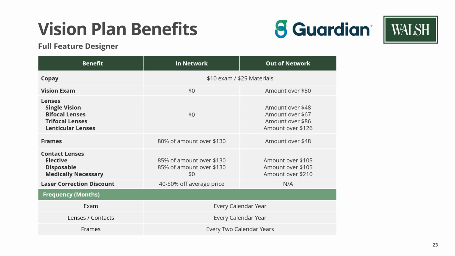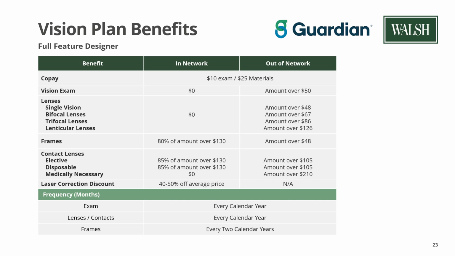Vision benefits, again, in and out of network benefits through Guardian, their full feature designer plan. So in network benefits, the vision exam is $0 copay. Your lenses, depending on single, bifocal, trifocal, or lenticular lenses, are a $0 copay. Frames, the responsibility is 80%, any amount over $130 that's covered. Contact lenses for elective or disposable contact lenses, 85% of the amount over $130. Medically necessary lenses are covered in full.